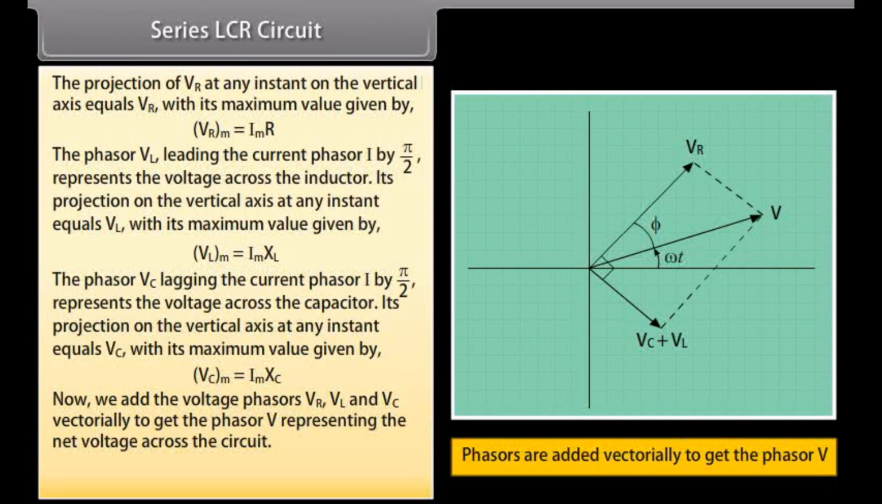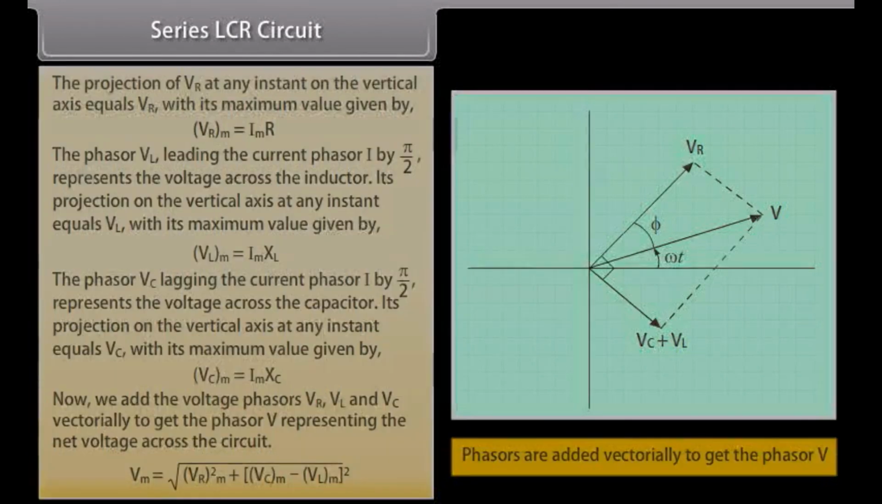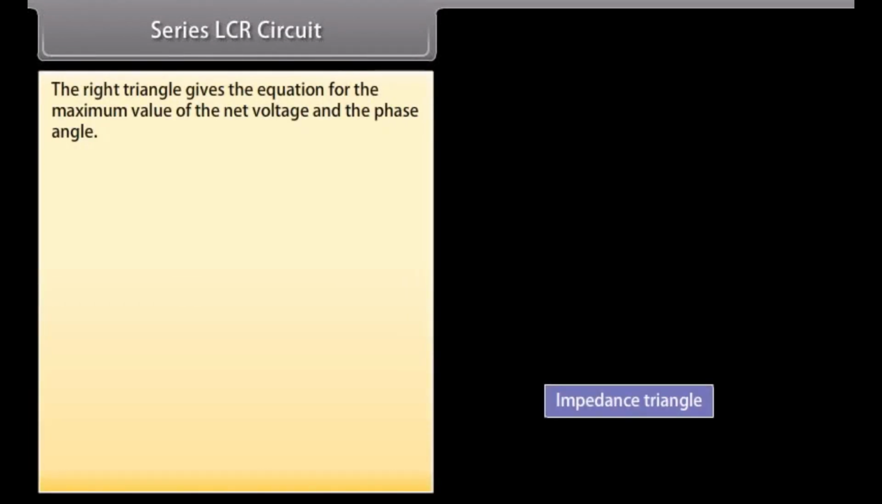Vm is equal to under root of VR maximum square plus VC maximum minus VL maximum square. The right triangle gives the equation for the maximum value of the net voltage and the phase angle. Tan phi is equal to VC maximum minus VL maximum upon VR maximum.